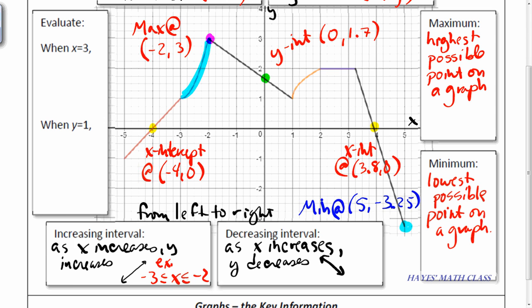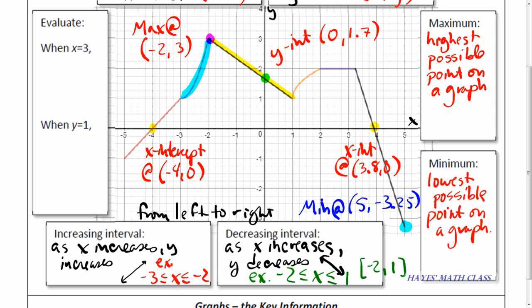This graph is increasing between -3 and -2. It's decreasing. Notice here, it's going downhill. And so an example for decreasing would be -2 is less than or equal to x, which is less than or equal to 1. Same idea. Now again, you could do that in interval notation. If your teacher taught you this, you can do it that way too.